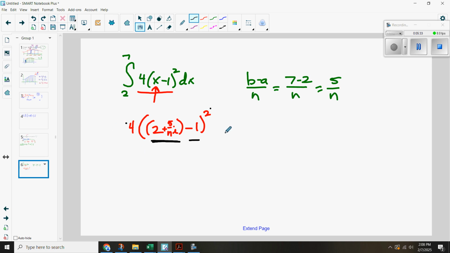That's going to give me the height of my rectangle. And then I'm going to multiply the height times the width, which is simply my delta x. And I am finding the limit as n approaches infinity of the sum of this from i equals 1 to n.